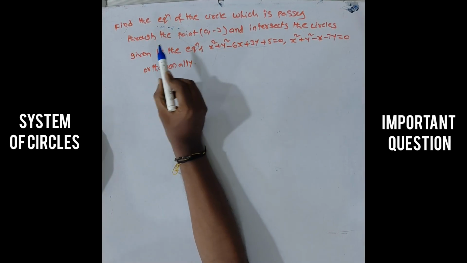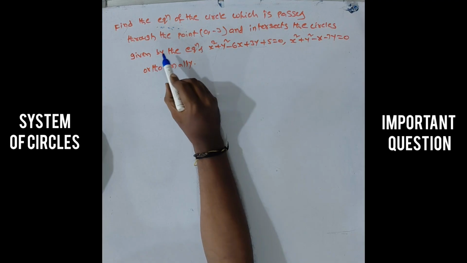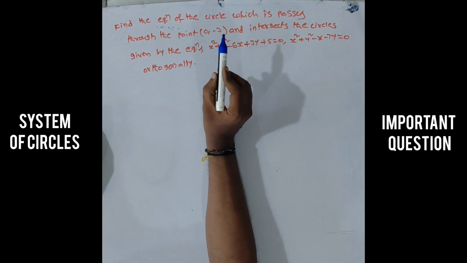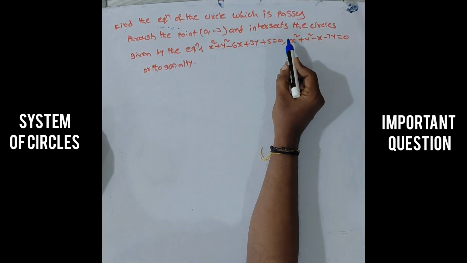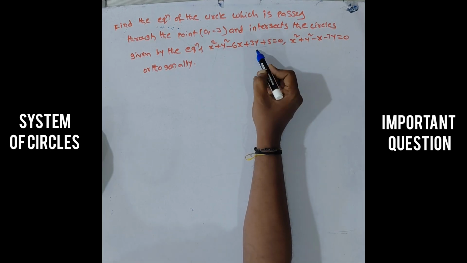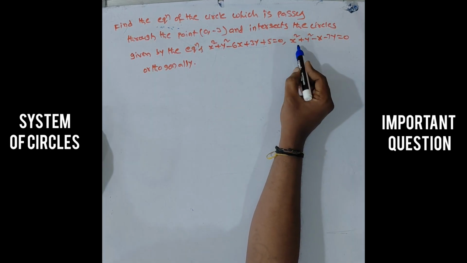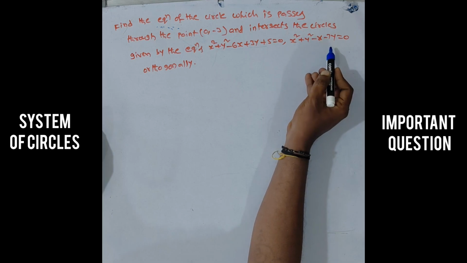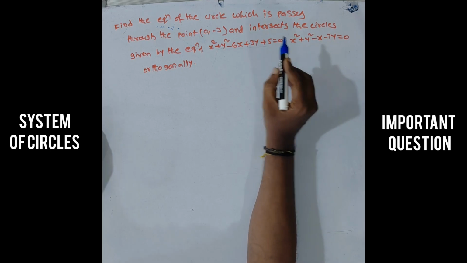Okay, find the equation of the circle which passes through the point (0, -3) and intersects the circles x² + y² - 6x + 3y + 5 = 0 and x² + y² - x - 7y = 0 orthogonally.